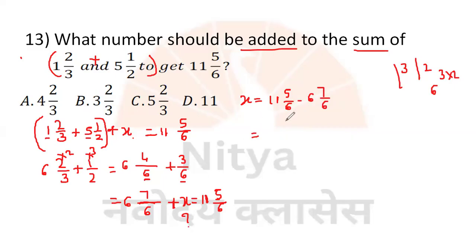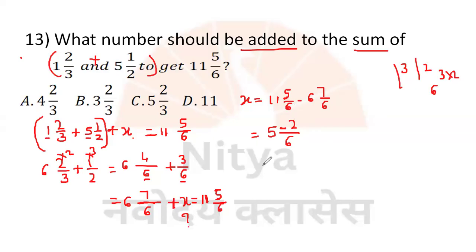So 11 minus 6 is 5. And see, the denominators are the same, so we have to take 6. And 5 minus 7, that is not possible, no? So the first fraction is smaller. So 5 minus 7 is not possible, so you have to take a minus sign here. So 7 minus 5 is 2. So here a minus sign arises.